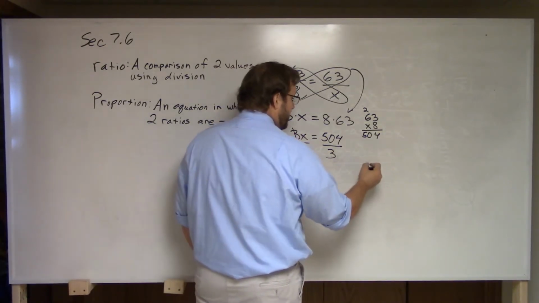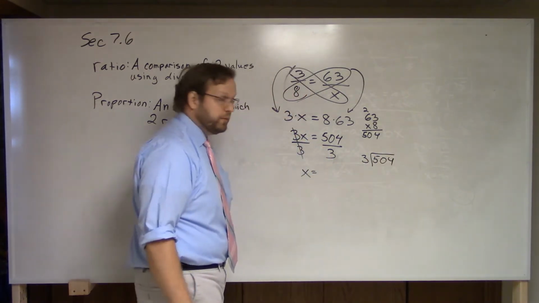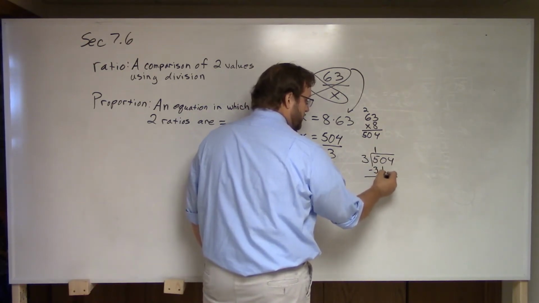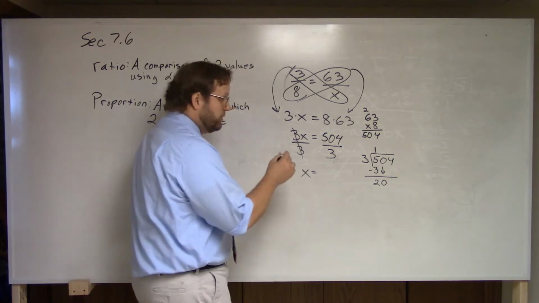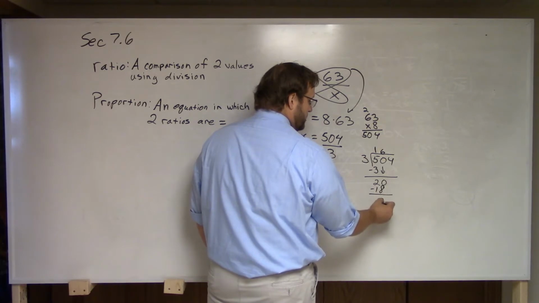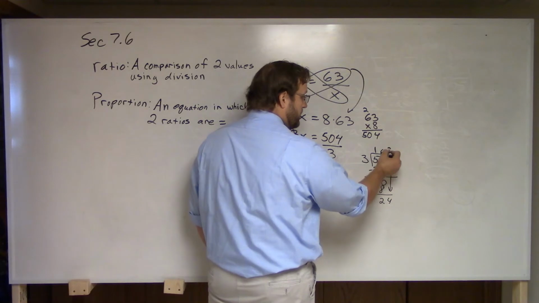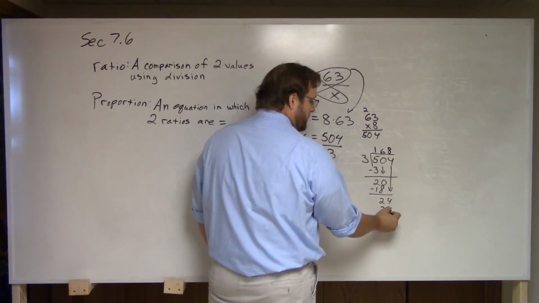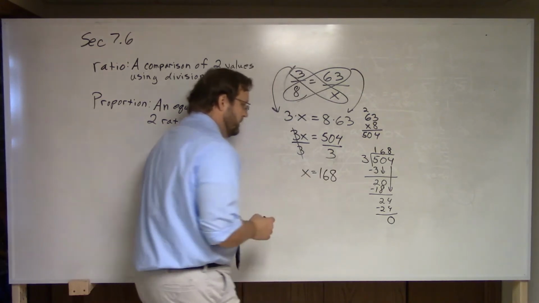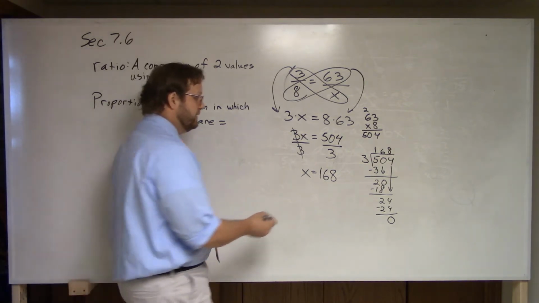X equals, and then again, don't be afraid to practice. Okay, 3 goes into a 5 once. You got a 3. 2, carry down that 0. 3 goes into 20 6 times to get an 18. You got a 2, carry down that 4. 3 goes into 24 8 times. 3 times 8 is 24, and we have 168. Okay? And there you have it. Nothing more to it than that.